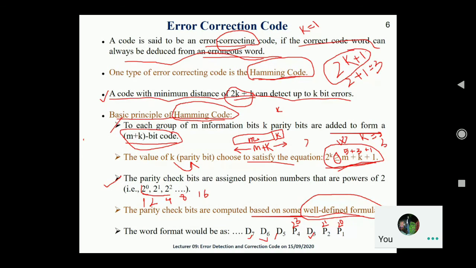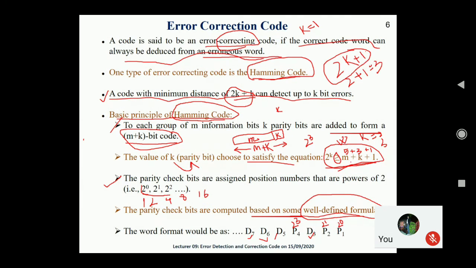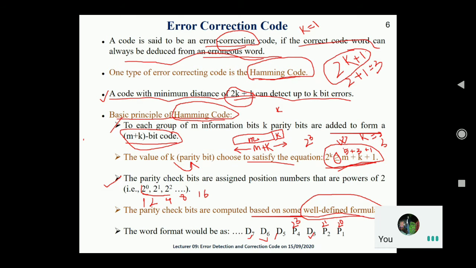So 2 to the power 3 means what? 8. So is 8 greater than or equal to 9? No, this particular condition is not satisfied. So we cannot use 5 here. We are using 4.